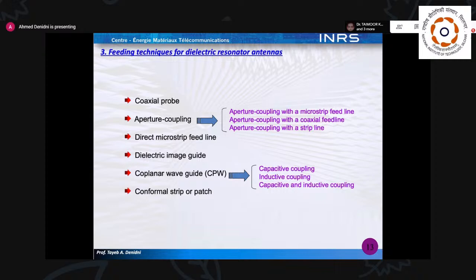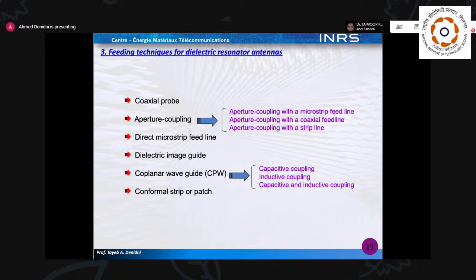Now I move to the third section. Let's speak about the feeding technique, because in the first part we spoke about the resonator. We know what the resonator is, which material we use, and how we can use it. Now, how to excite this dielectric resonator. In any antenna you have two parts: the resonator and the feeding network. This feeding network can be a coaxial probe, aperture coupling, dielectric microstrip feed line, dielectric image waveguide, coplanar waveguide, and conformal strip or patch.